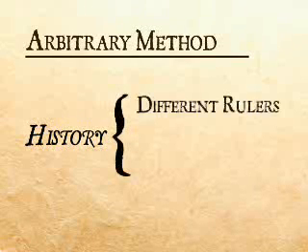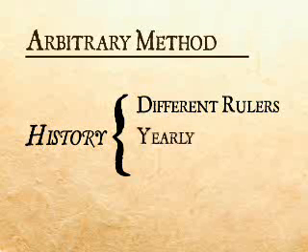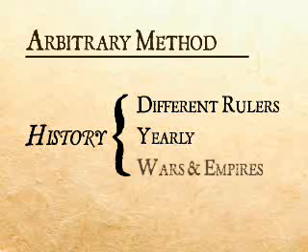Some divide history by the reigns of the different rulers, and list under them the different events that happened during their particular reign. Some divide history by every year, and list all the events that happened during those years. Some will divide history by wars and empires. Arbitrary method is useful for a variety of purposes.